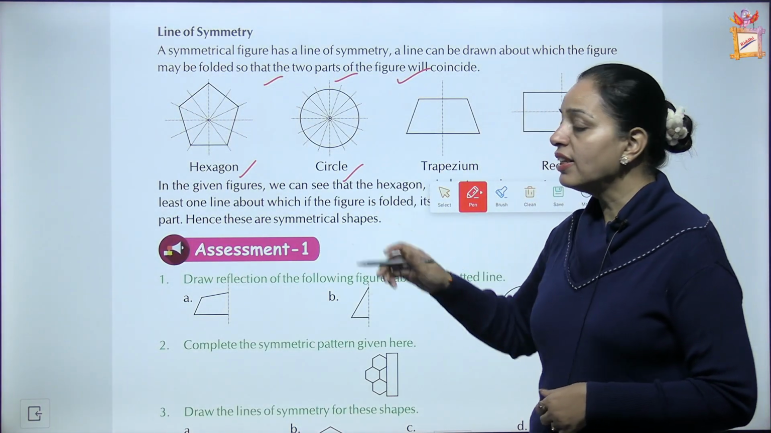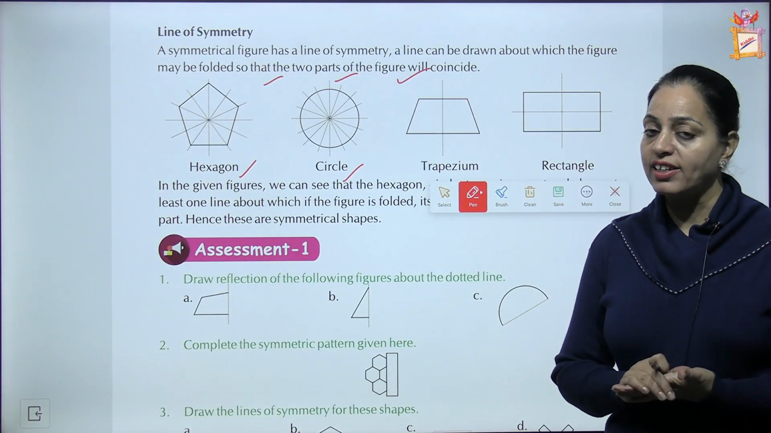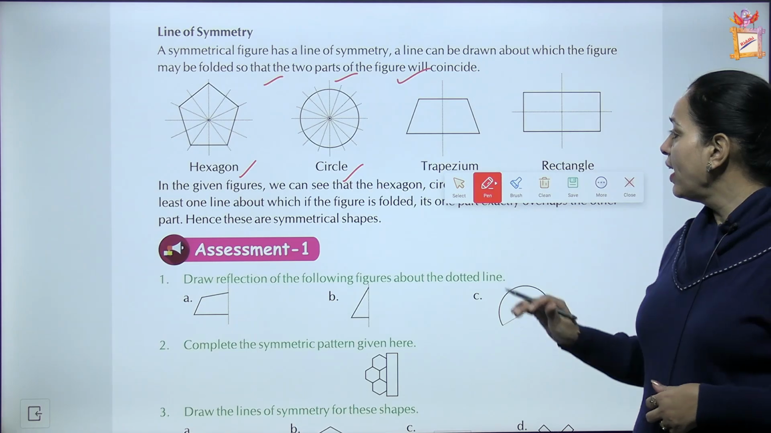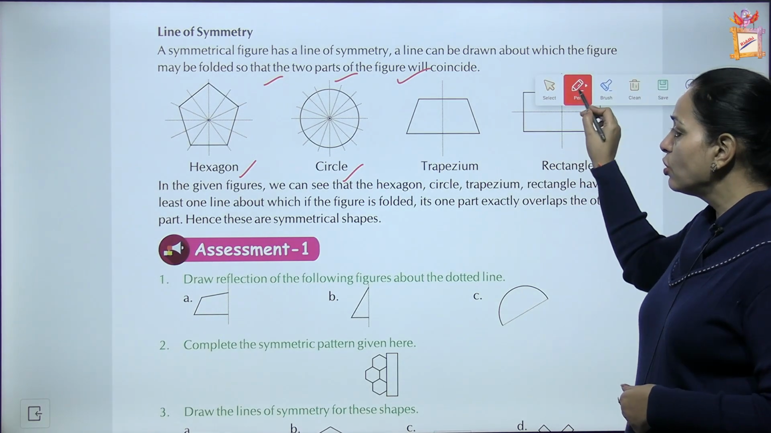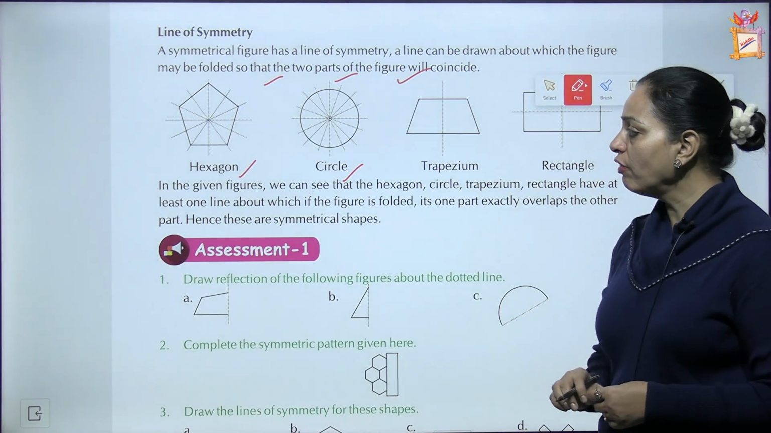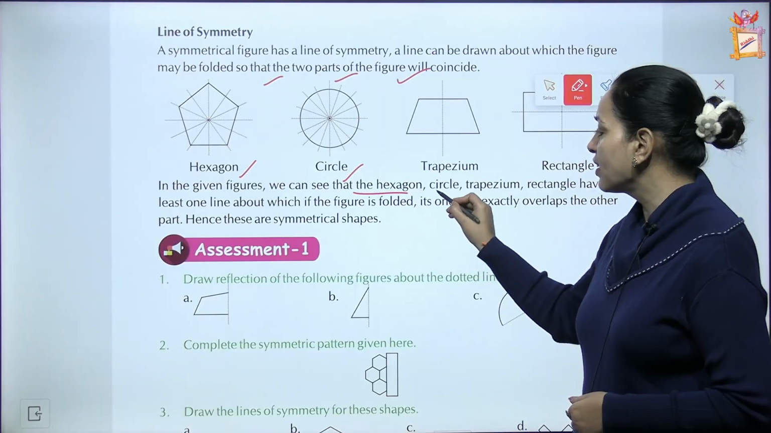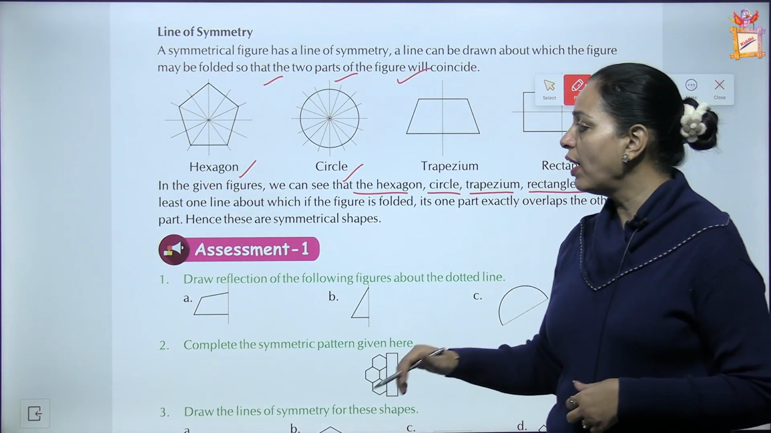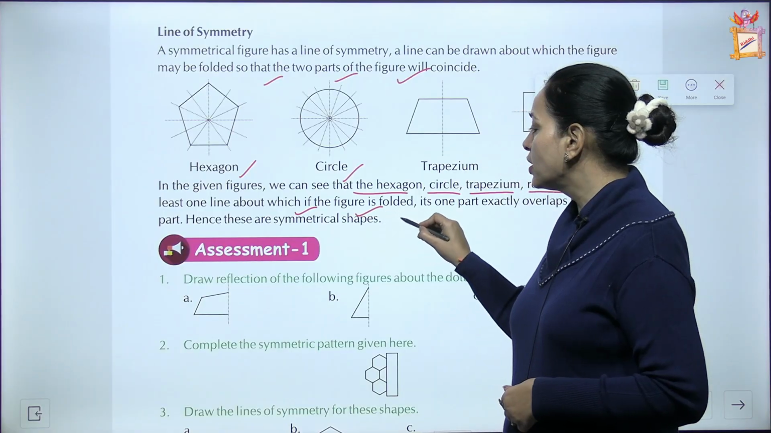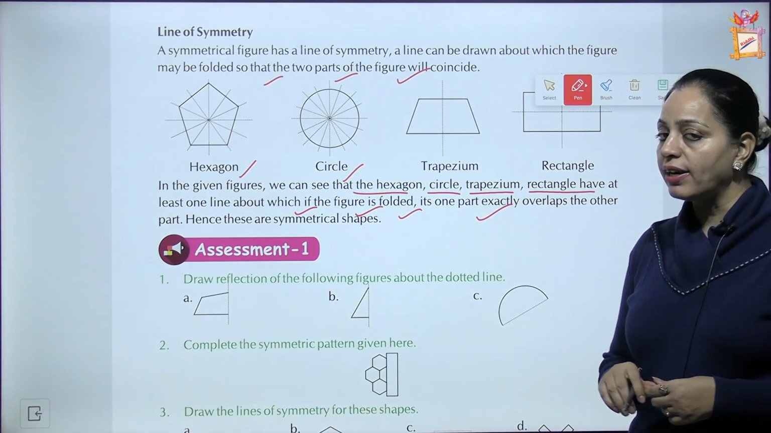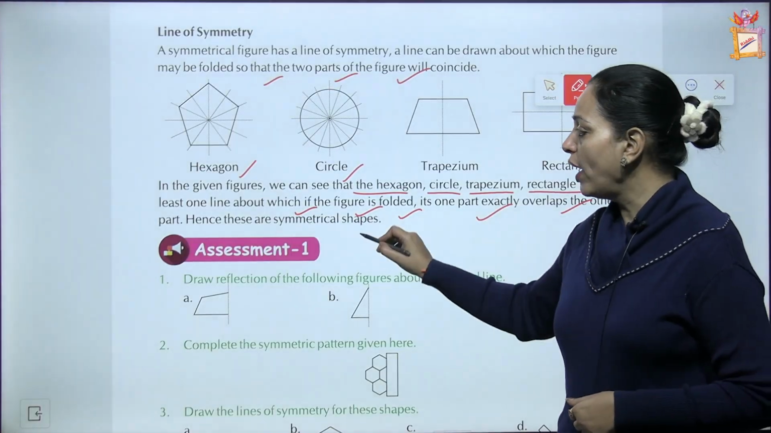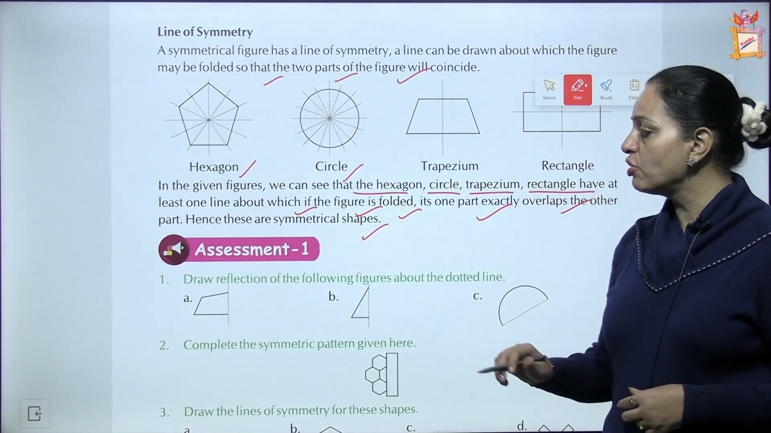Here circle, a circle has infinite lines of symmetry, and a trapezium has 1 line and a rectangle has 2 lines. So in the given figures we can see that the hexagon, circle, trapezium, rectangle have at least 1 line about which if the figure is folded, its one part exactly overlaps the other part. So hence these are symmetrical shapes.